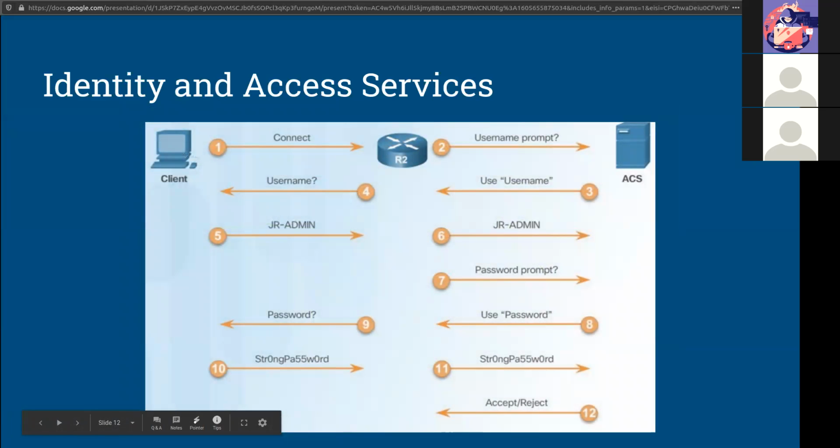Another one that's similar to RADIUS, the Terminal Access Control System Plus, made by Cisco. This seems more nutty than Kerberos, but you know, it's a Cisco thing.